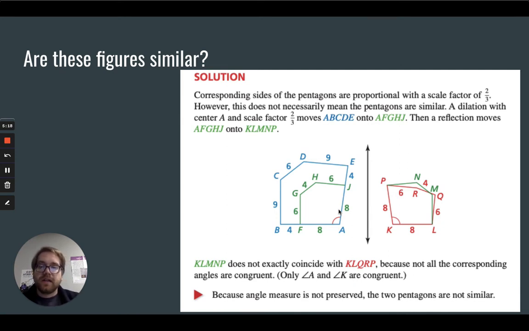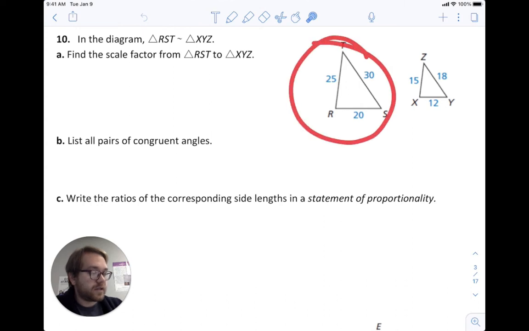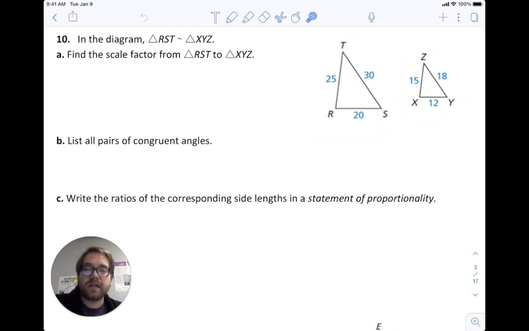So let's look a little more closely at the two examples that I just showed you. This is one of the examples in your notes about similarity. It says, in the diagram, triangle RST is similar to triangle XYZ. Remember, this symbol here means similar. What this is saying is that all of the angles in this triangle are congruent to the corresponding angles here, and all of the side lengths here are proportional to the corresponding side lengths in triangle XYZ.